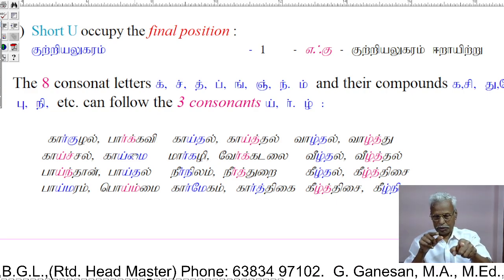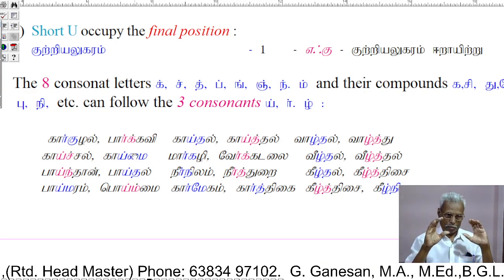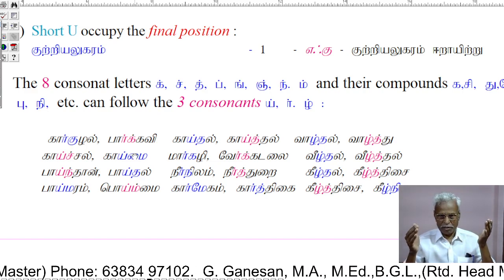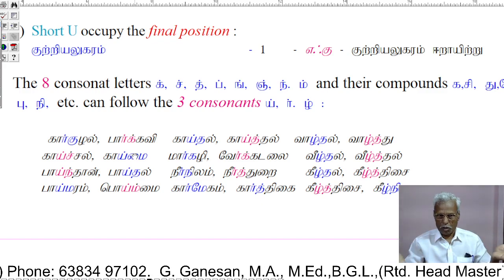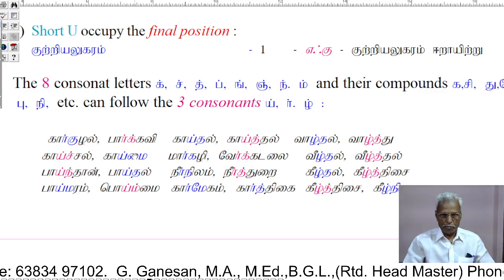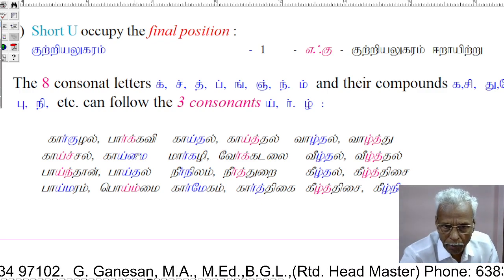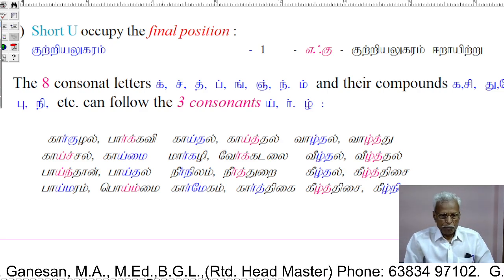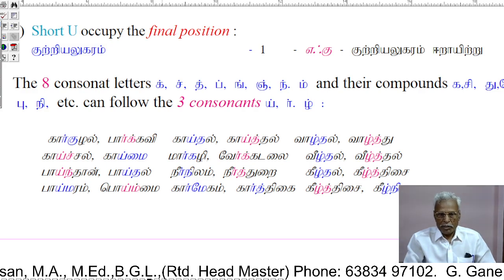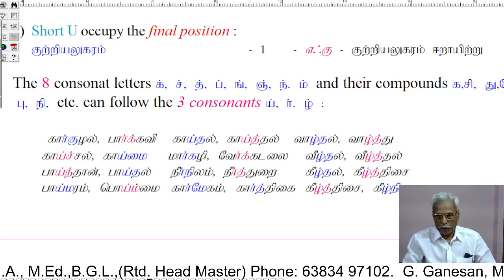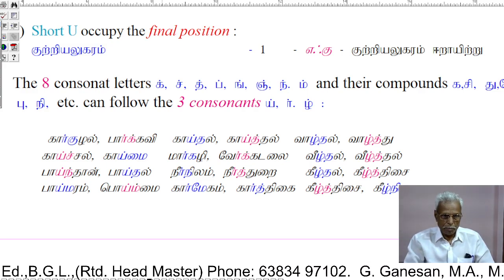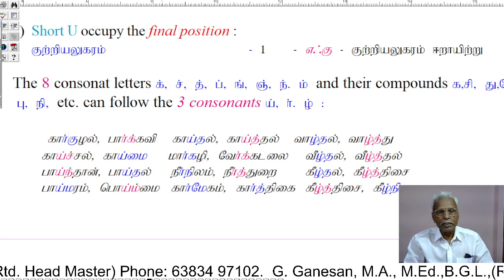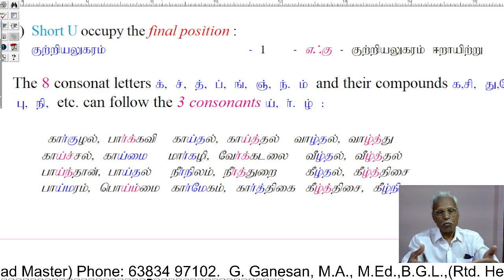Ir is followed by ku compound. Ir is followed by ik consonant. Similarly, kaidal, kaital, valdal, valtu, kaichal, kaimai, margali, vekadalai, வீழ்தல் வீழ்த்தல், பாய்ந்தான் பாய்தல், நீர்நிலம் நீர்த்துறை, கீழ்தல் கீழ்த்திசை, பாய்மரம் பொய்மை, கார்மேகம் கார்த்திகை, கீழ்த்திசை கீழிலை. Some of the examples I have given here.